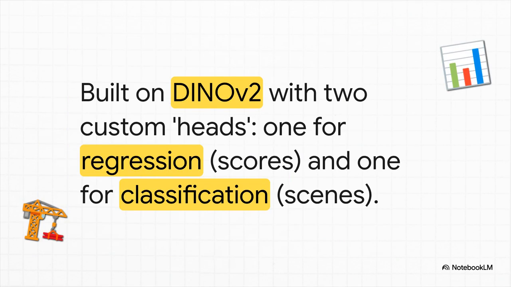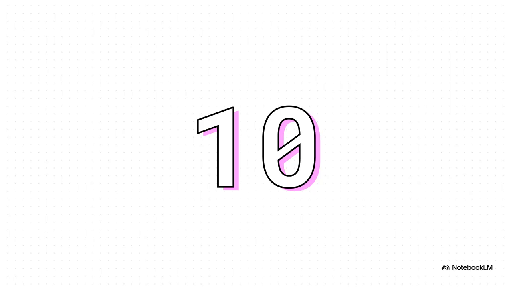So to get a little technical for a second, what I did was take the base DINOv2 model and add two custom heads to it. One head is for regression, that's just a fancy word for predicting numbers, like a sharpness score. The other head is for classification. That's for assigning categories, like cityscape or night scene. Training this model was a bit of a marathon. I used another big dataset of photos, and it took 10 full passes through all of that data. We call those epochs, to get the analyst to perform the way I wanted it to.